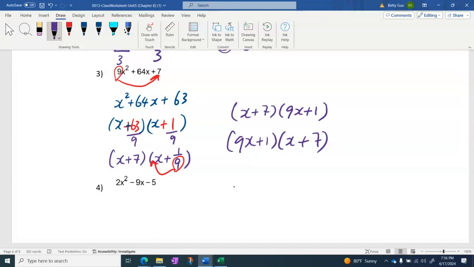And let me know if anyone wants to see the video that I mentioned earlier that has all the 3 methods to factor a quadratic trinomial with leading coefficient different from 1.